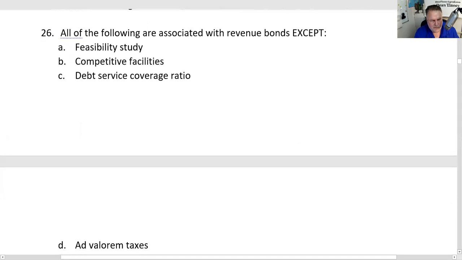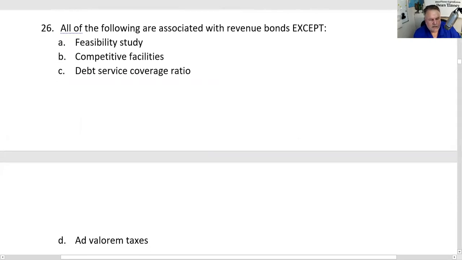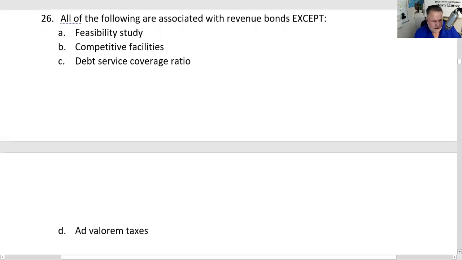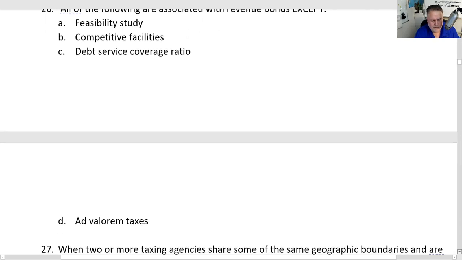They love the except format. At some point, I would highly recommend that you get out a sheet of paper and fold it in half. And on one side, write all the terms associated with GO bonds. And on the other side, all the terms associated with revenue bonds, because they just love this kind of stuff. So a feasibility study goes with a revenue bond. Competitive facilities go with a revenue bond. Debt service coverage ratio. I'm not going to make you crunch it on the exam, but you need to know it goes with a revenue bond. And no. Ad valorem taxes. The answer here is D as in dog. Ad valorem taxes, property taxes support GO bonds.